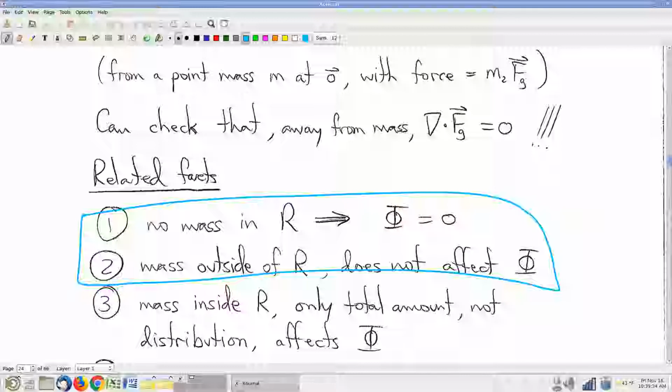If you have some region like this, and if there's some mass around, maybe there's no mass, maybe there is some mass, but just as long as there's no mass inside of this solid region. Right, so I'm going to draw some mass now. Let's say the mass is over here.